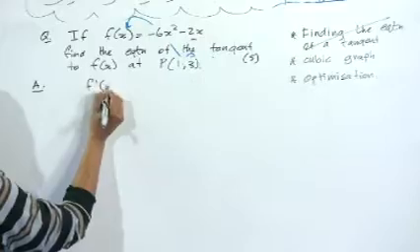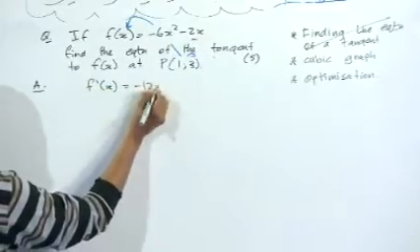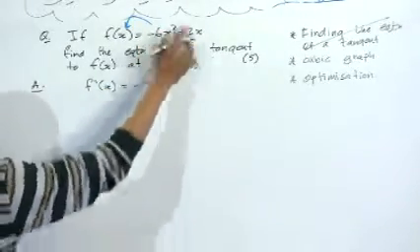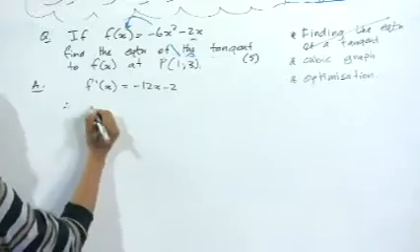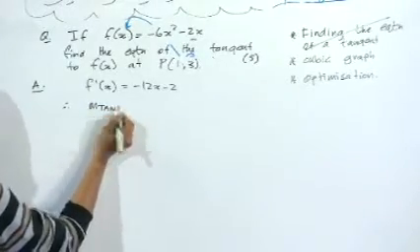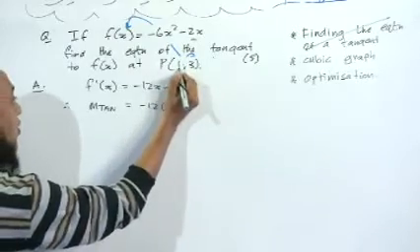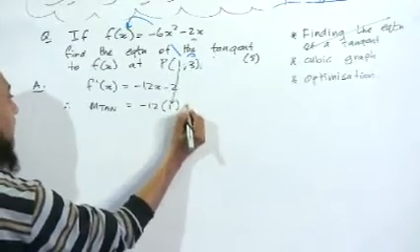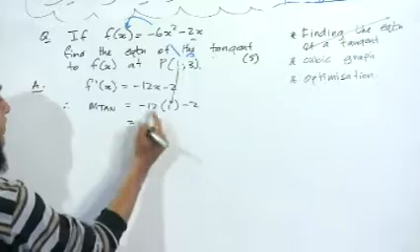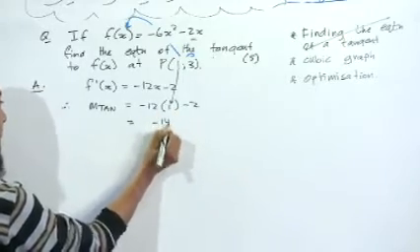I can say f dash x is equal to minus 12x, 2 times minus 6, minus 12x minus 2. Therefore, the m of my tangent, therefore, the gradient of my tangent is going to equal minus 12 into 1 minus 2, which is equal to minus 12 minus 2, minus 14.